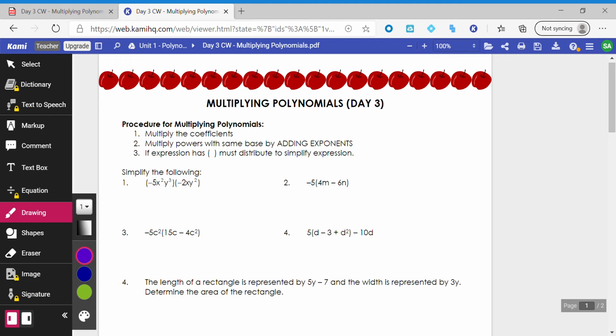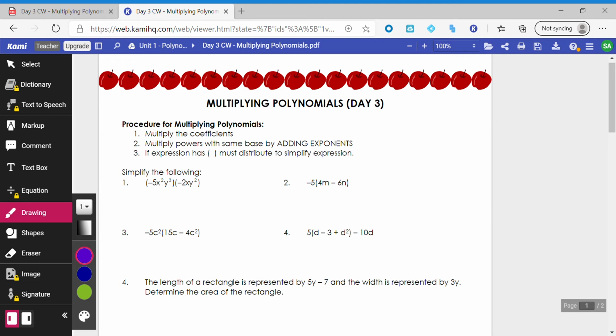Some of these could be a monomial times a binomial, but most commonly you're going to find a monomial times a binomial or a binomial times a binomial. In some extreme cases, we're looking at trinomials times trinomials, but the process remains the same regardless of how many terms we have in our problem. So how do we multiply with polynomials?